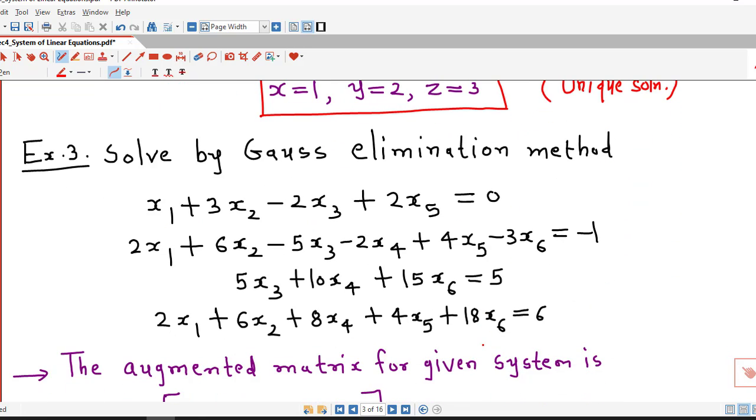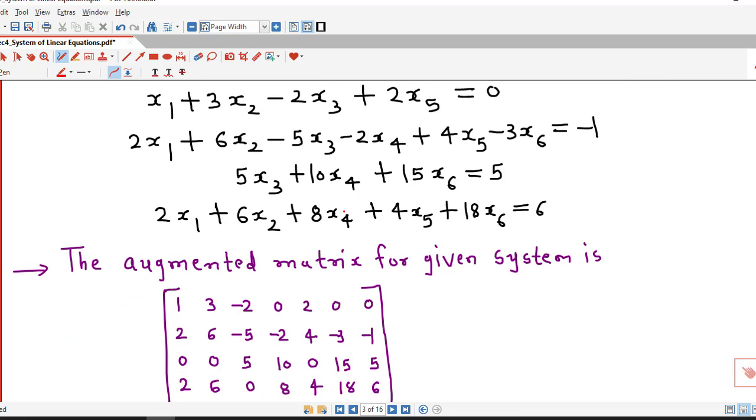Next example, solve the given system by Gauss elimination method. Here the given system has 6 variables: x1, x2, x3, x4, x5 and x6. So this is a system of 4 linear equations in 6 variables, and we have to find the values of these 6 variables which satisfy each equation of the system. So we start with the augmented matrix for the given system.